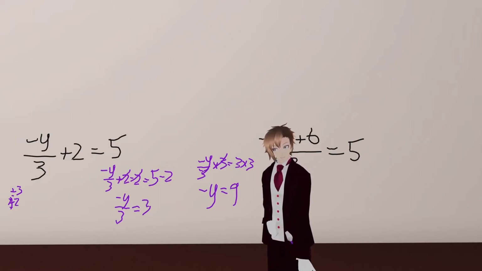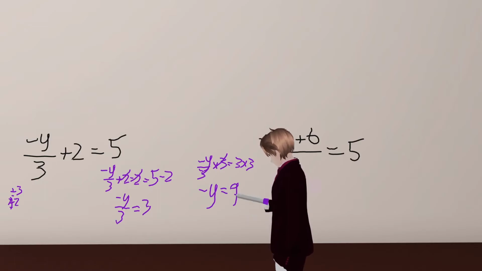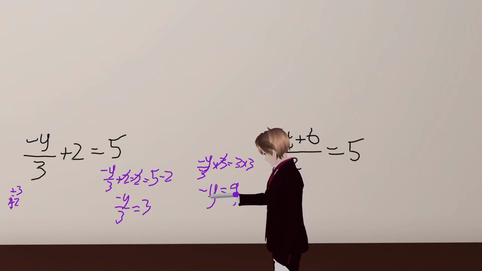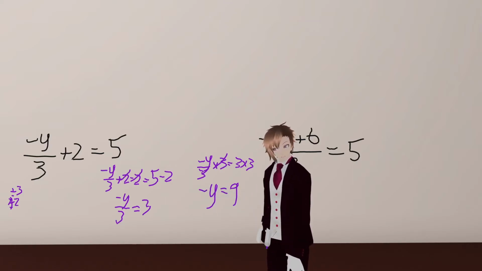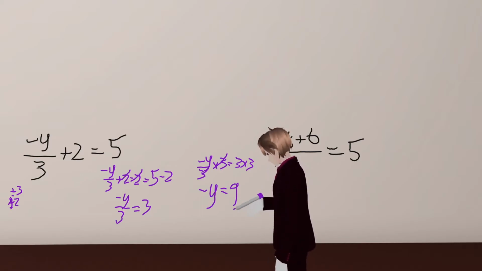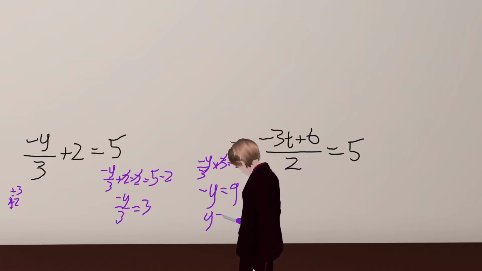Now this is a negative y. That's a little bit hard to think about. So if there's a negative on one side, and there's a positive on the other side, we can just divide this side by negative 1, and that will cancel out my minus, and we would divide this side by negative 1, and we would end up with a negative 9. So this just equals y equals negative 9.